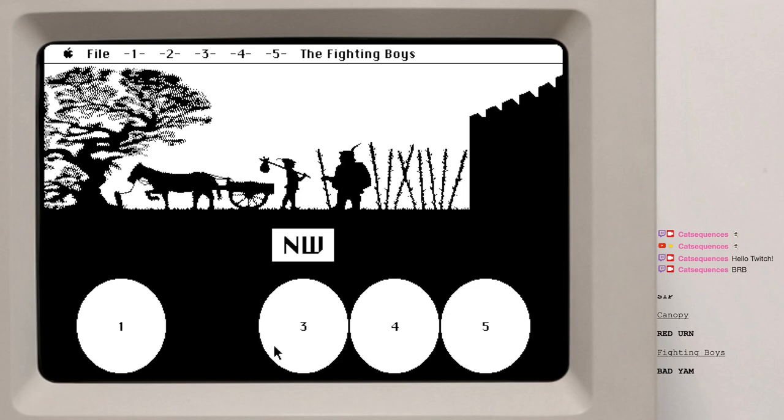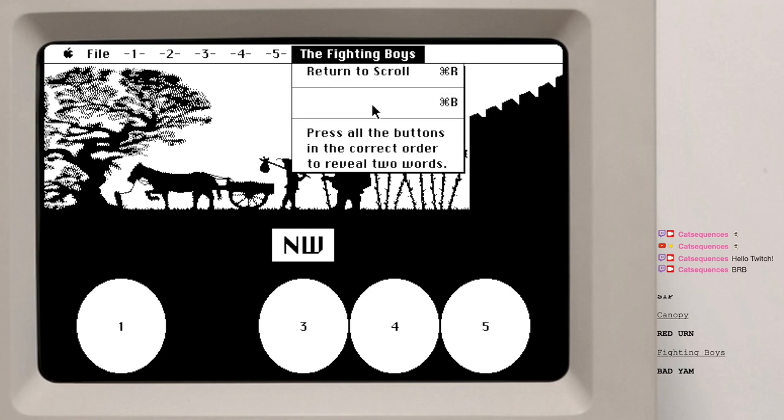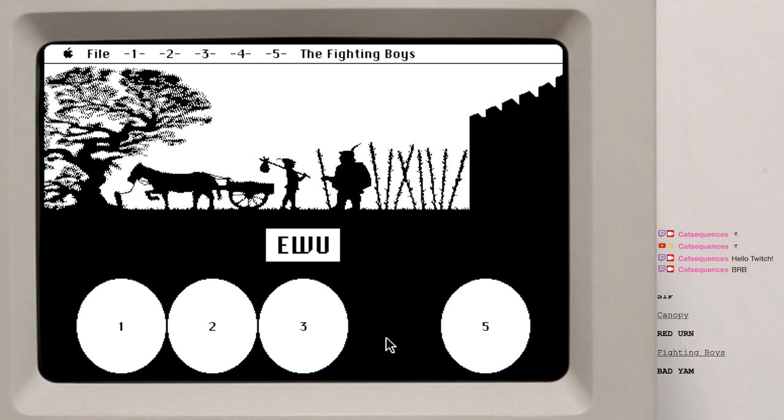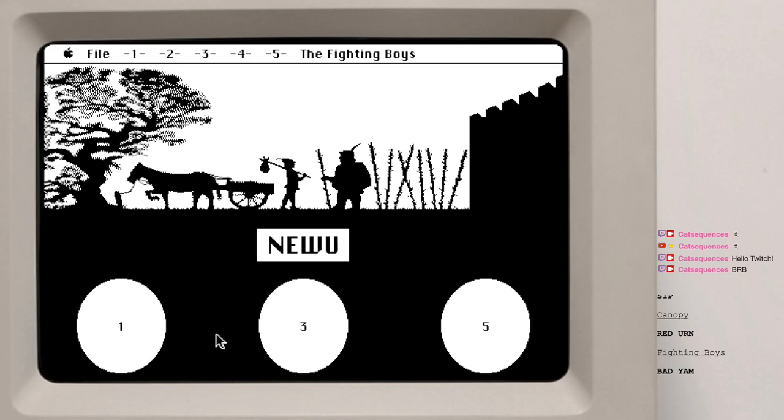So hang on, the E and the... no, let's start again. The E and the U are in the right place. So let's do that first. They're in the right order. And then the two there. And then three is G before. So if I were to swap those around, that wouldn't be great.